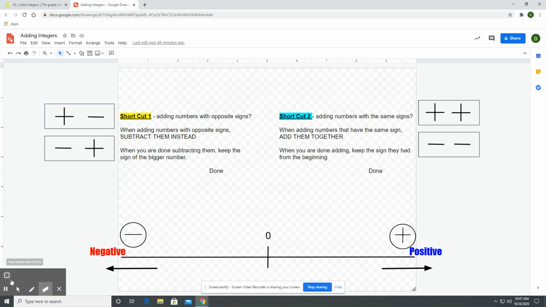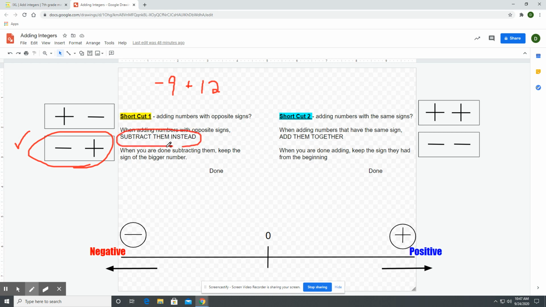Let's try one more. Let's do -9 plus 12. One of them is negative, one of them is positive. So I have a negative, positive. So it checks. I can use shortcut 1. So I'm going to subtract them. 12 and 9. 12 minus 9 is 3. When you're done subtracting, keep the sign of the bigger number. The bigger number is 12, and it was positive, so our answer at the end is positive. That's shortcut number 1. Let's go ahead and look at shortcut number 2.